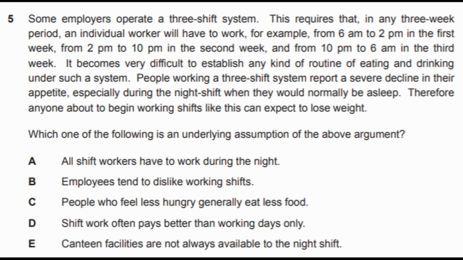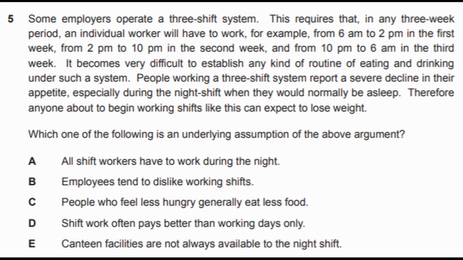The premise was, as stated in the paragraph, that people working in a 3-shift system report a severe decline in appetite. And the conclusion was that they can expect to lose weight. So we can see that this assumption provides that extra premise, which is the link between the decline in appetite on the one hand in our premise and the decline in weight, which was our conclusion.